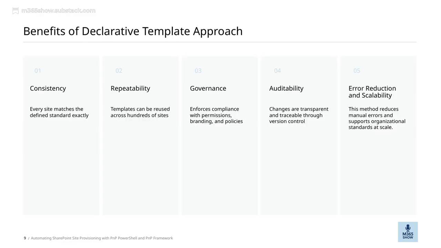Let's take a look at the benefits of using a declarative template approach. First, this method significantly reduces manual errors, which is crucial when you're managing many sites, and it helps support organizational standards at scale. By automating the provisioning process, we minimize the chances of mistakes and ensure consistency across the board. Another key advantage is transparency and traceability. Changes made through templates are easy to track and review via version control, making audits straightforward. This ties directly into governance, as it helps enforce compliance with permissions, branding, and policies across all sites.